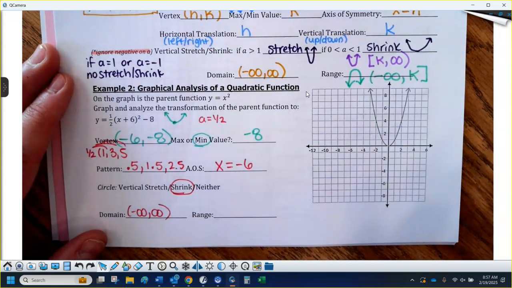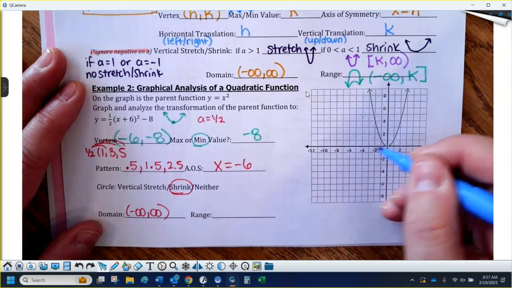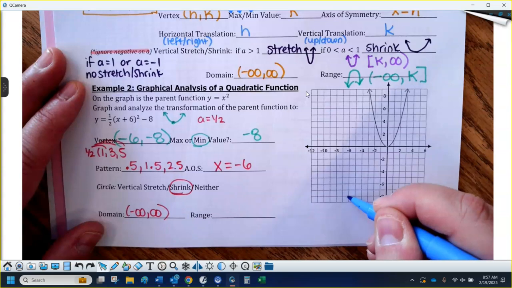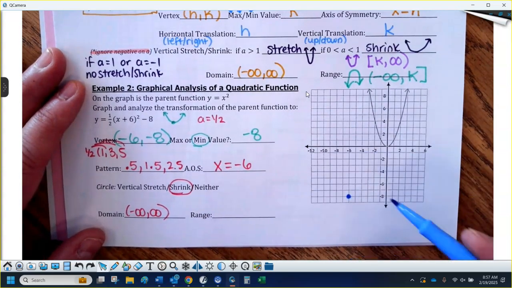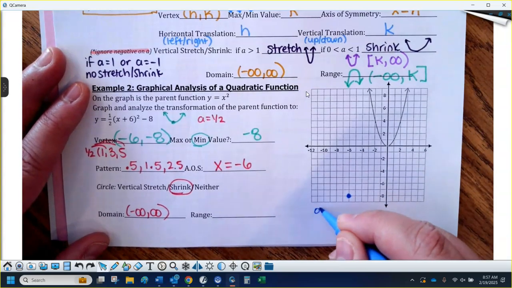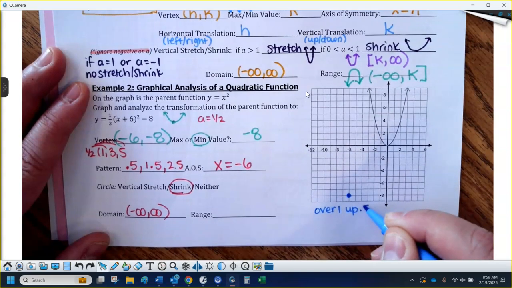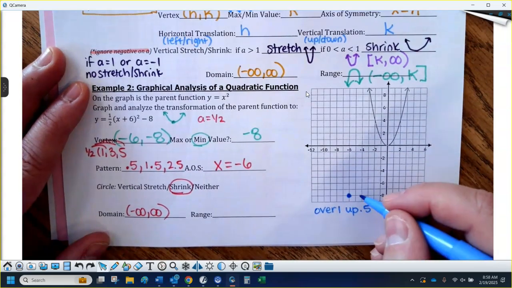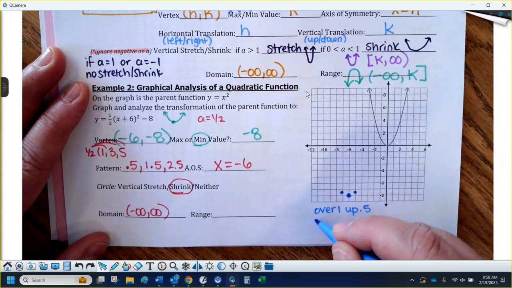And let me go ahead and put this on the graph so I can see this before I do the range. So we're going to go to -6, -8. So I'm going left 6, down 8. Now the way your pattern would work, and you don't have to write this out, but from there I'm going to go over 1 and then I'm going to go up 1/2. So we'll just have to estimate. So just kind of like halfway on the grid mark.